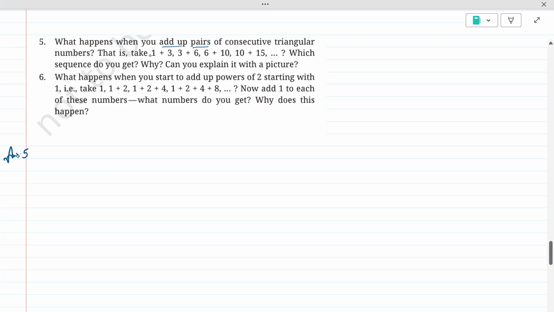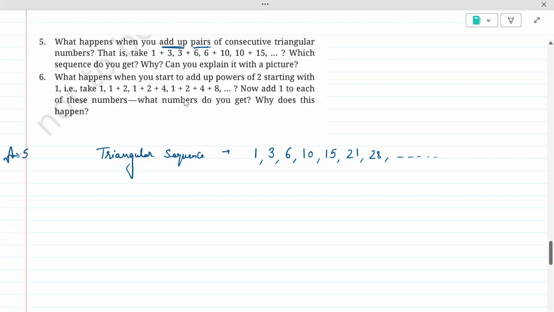First of all, what happens when you add up? So we need to add up and we have to add the pairs. We have to add these pairs of consecutive triangular numbers. So first of all, we know what the triangular number series is. I'm writing the triangular sequence here. It starts with 1, then we have 3, 6, 10, 15, then 21, 28 and so on, right?